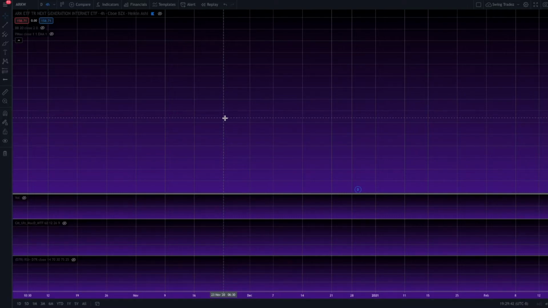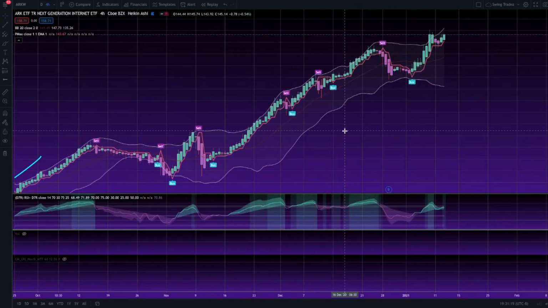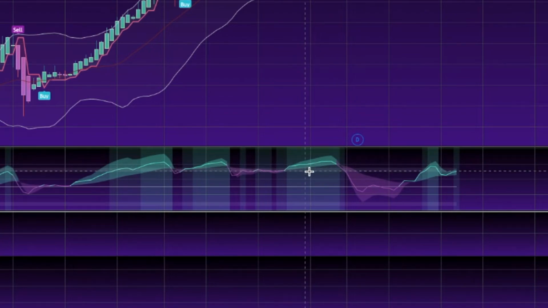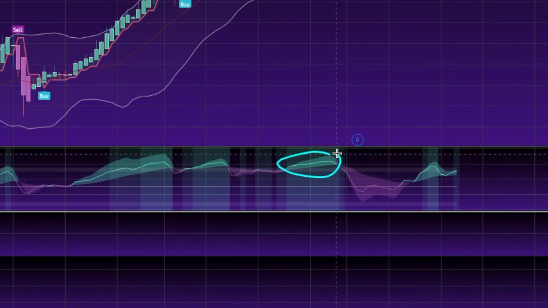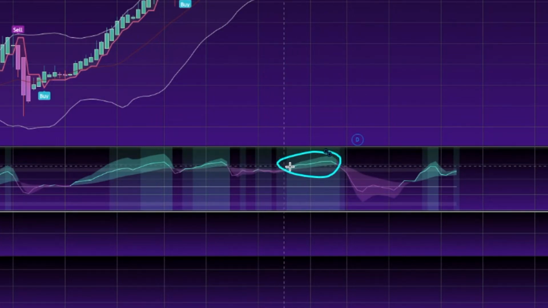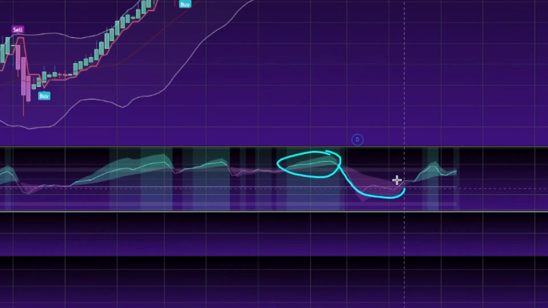Let's go over a real example. Here we're going to look at ARKW again. Right here is the 70 zone, and here's the 30 zone. You can see here that between December 17th and Christmas, ARKW was overbought for a bit, and then eventually, around December 24th, we saw a good dip to the indecisive zone.